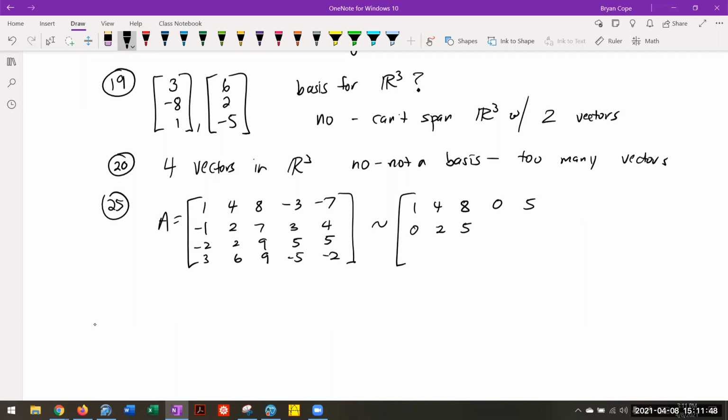The scribble, what's that called? Oh, that's the tilde. The tilde means is row equivalent to. Row equivalent means that we can reach one from the other by using the elementary row operations. Okay, so this is what they state in the text: find a basis for Col A and a basis for Null A.